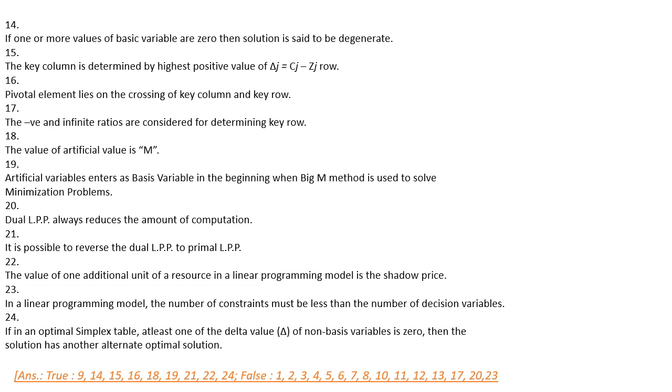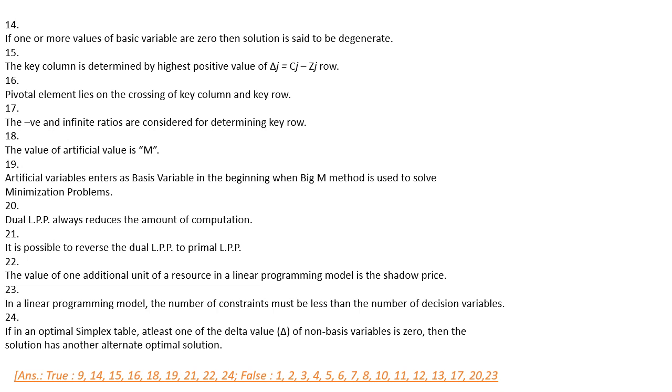True. Pivotal element lies on the crossing of key column and key row. True. The negative and infinite ratios are considered for determining the key row. False. The value of artificial variable is M. True. Artificial variables enter as basic variables in the beginning when the big M method is used to solve a maximization problem. True. Dual LPP always reduces the amount of computation. False. It is possible to reverse the dual LPP to primal LPP.